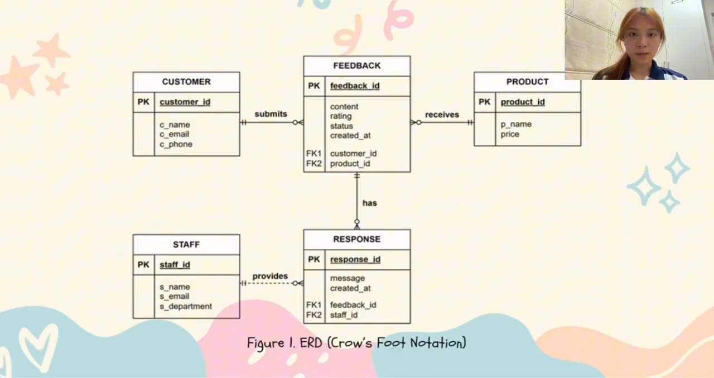In summary, this system connects customer and product through feedback, then feedback to staff through response, ensuring full traceability. Technically, the staff-response relationship is weak because responses rely on staff for creation but derive their core identity from the feedback they respond to, ensuring clear accountability and data integrity. That's all for the ERD part. Now I'll pass it to Jingmin.